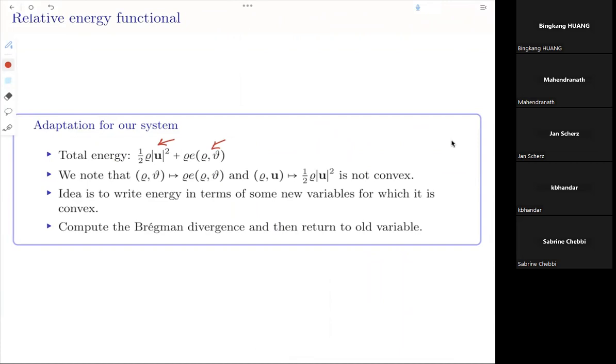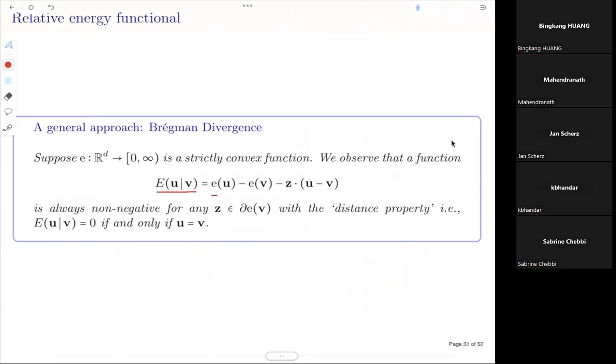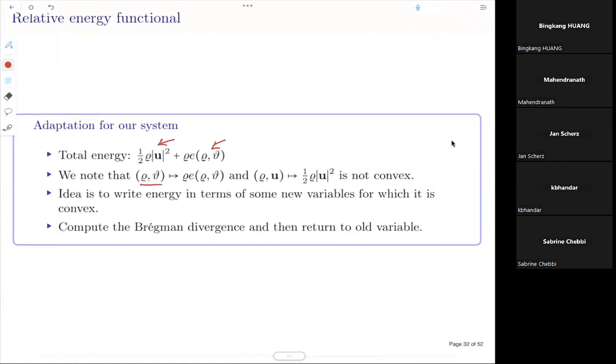Unfortunately, with these variables rho and theta, the quantities are not convex. We cannot say directly that as a function of rho, theta it maps there, and rho, u maps there. So what is the first idea? We consider some variable for which this function becomes convex. Then we compute the Bregman divergence, and then we go back to our original variables.